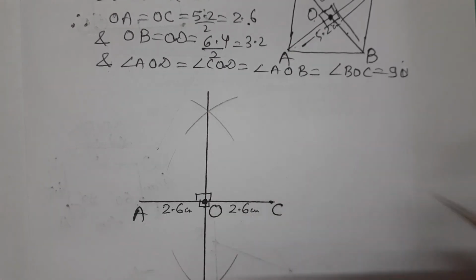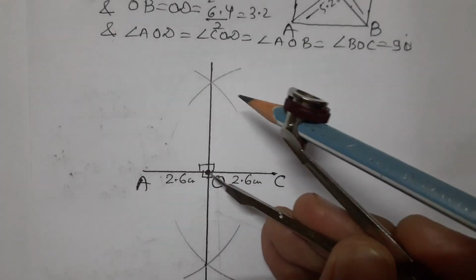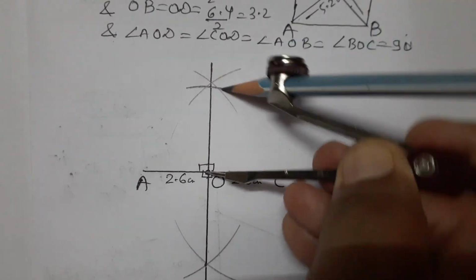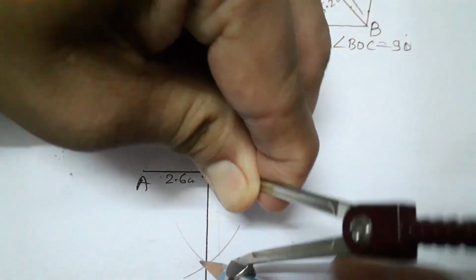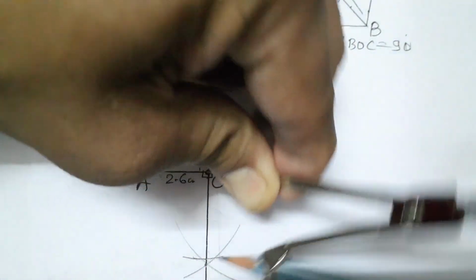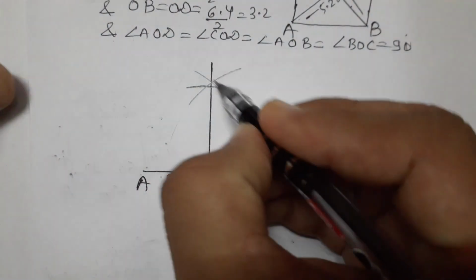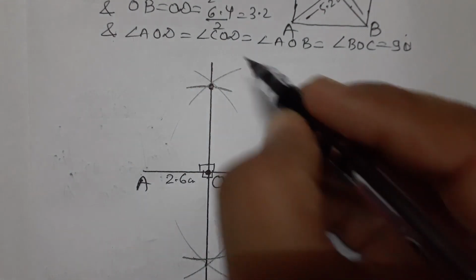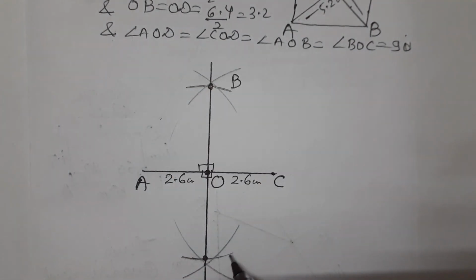So from O, take O as center and arc radius 3.2. Cut the arc like this, one up and one down. So we got two arc radius. It intersects this line at this point B. Give the name B and give this name D.